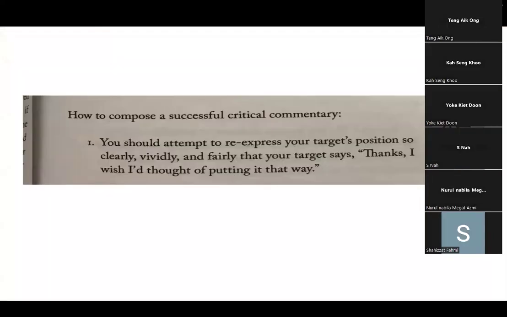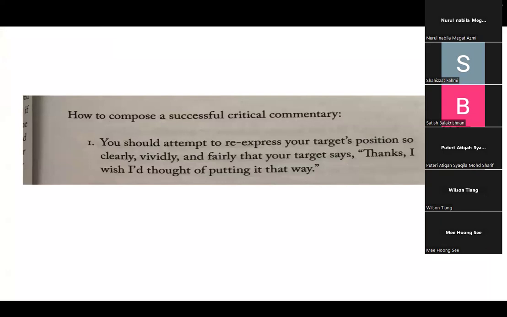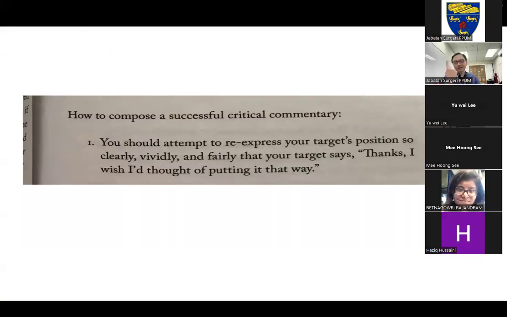So I highlight one part on how to answer. That is what I gave as an example earlier. This is a snapshot from the book: how to compose a successful critical commentary. Trick number 1: people say, this one is not good in this, whatever. You should attempt to re-express your target's position so clearly, vividly, and fairly that your target, the person who criticizes you, says, oh, thanks, I wish I had thought of putting it that way.